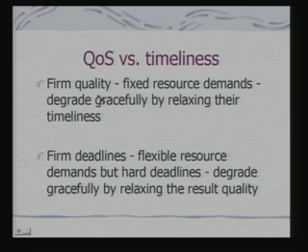For firm quality, you have fixed resource demands, and degrade gracefully by relaxing their timeliness. That means we are still not compromising on the quality, but we are compromising on the deadline. And on the other side, I can have firm deadlines. What does that mean? There are flexible resource demands, but hard deadlines. You degrade gracefully by relaxing the result quality.